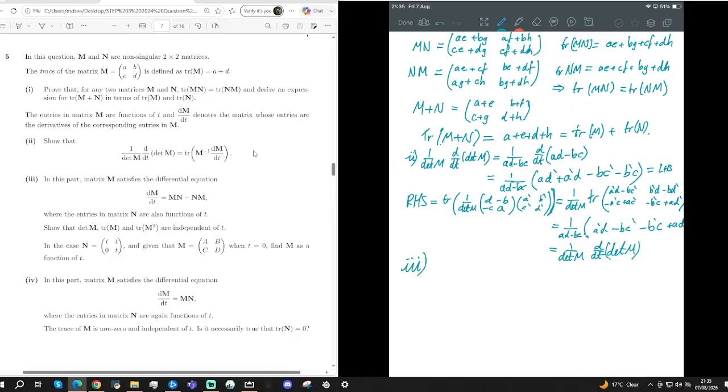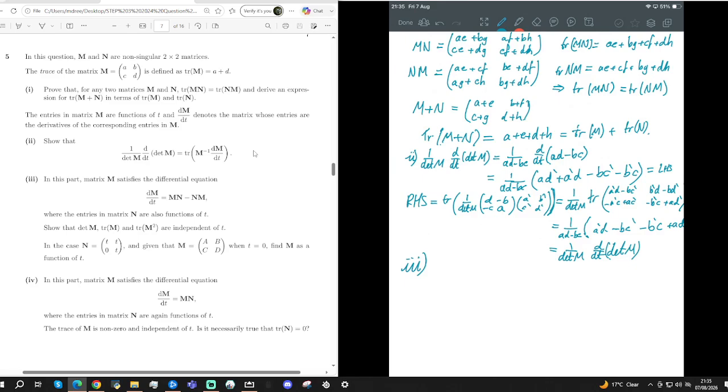Part 3. This part, matrix M satisfies the differential equation, where the entries are also functions of t. Show that those are all independent of t. Okay, so we would like to show basically that the derivative of det m is 0. That'll mean you're independent of the variable. You're a constant with respect to that variable. Similarly for the other two things there.